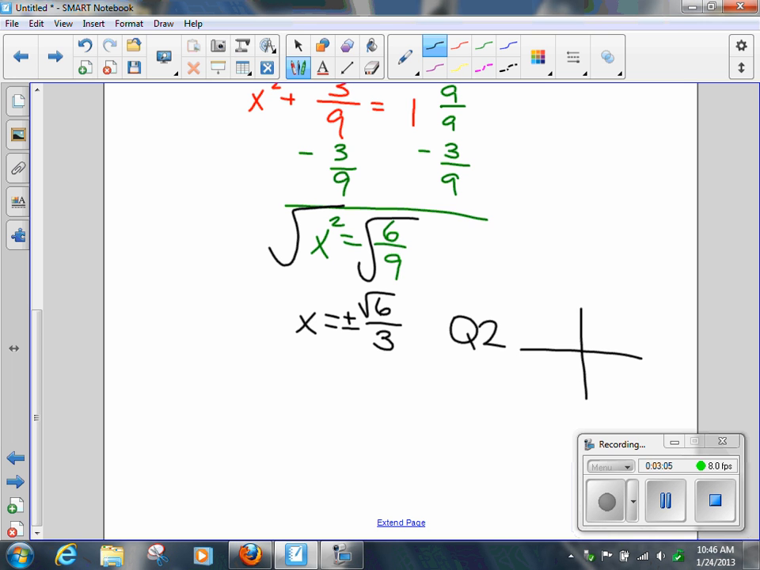Quadrant 2, which is here. Okay? That means it's going to be a negative positive. So I'm going to keep the negative root 6 over 3. Was it root 3 over 3? Yeah.